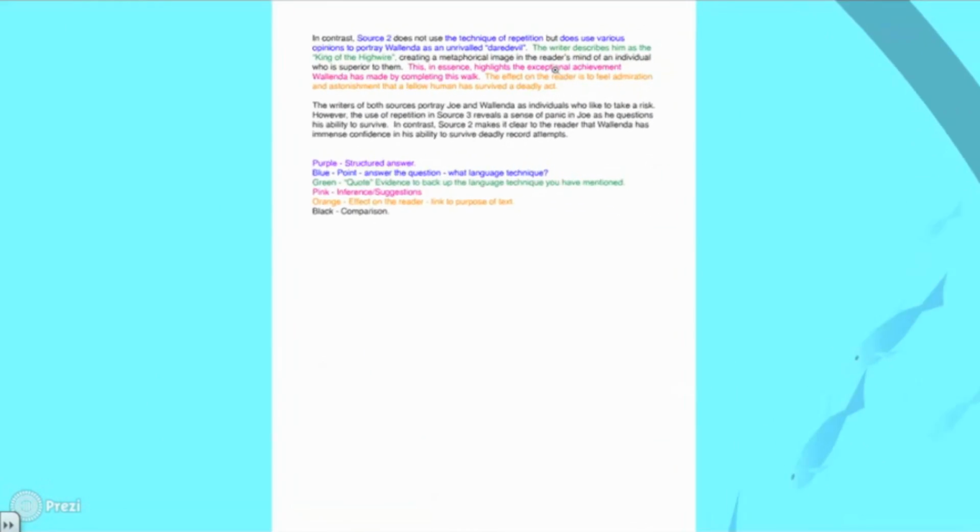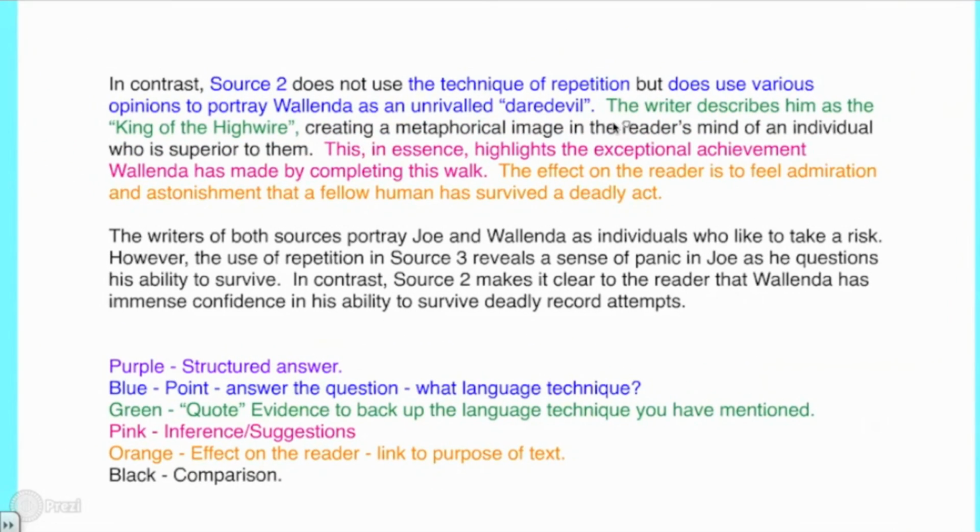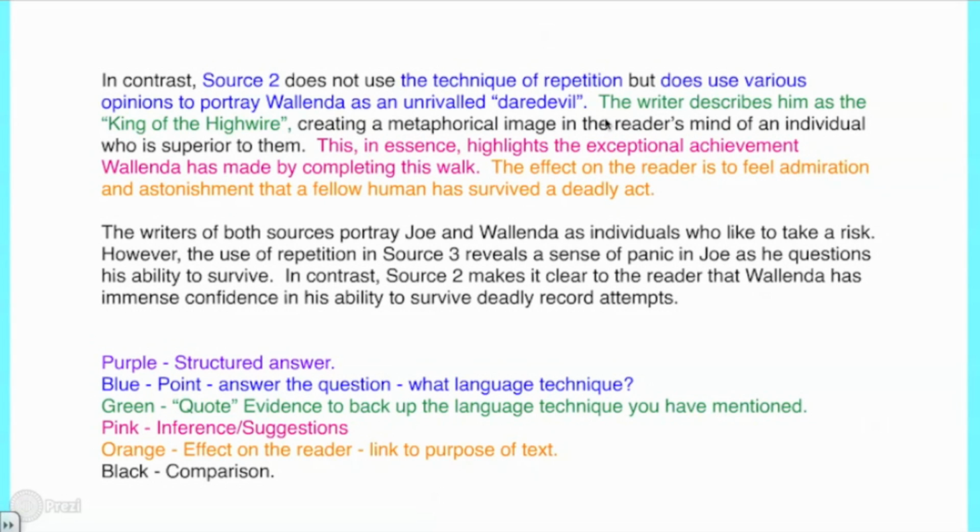And then, like I've said, I didn't actually pick repetition out of source 2, but I did actually choose opinions. Okay, so I've said in contrast, source 2 does not use the technique of repetition, but does use various opinions to portray Wallander as an unrivalled daredevil. So I've actually compared and contrasted there anyway by explaining to the examiner that I understand that repetition wasn't used, however, opinions were. And I've said the writer describes him as a "king of the high wire", creating a metaphorical image in the reader's mind of an individual who is superior to them.